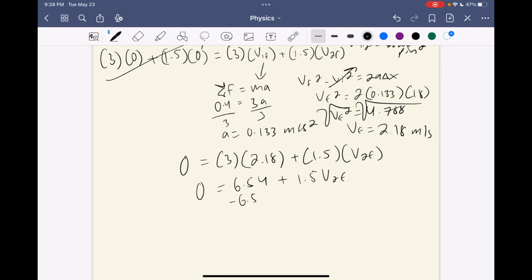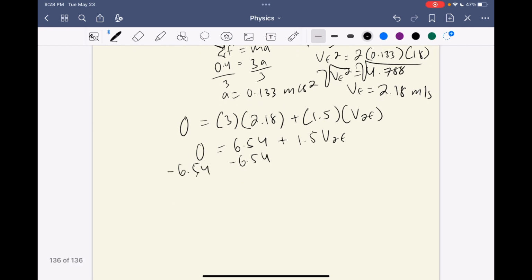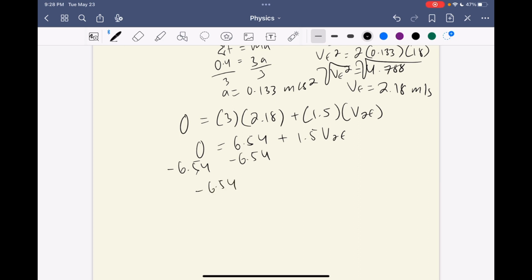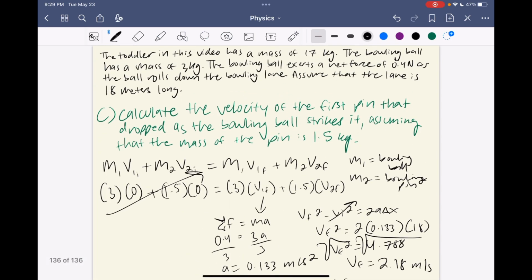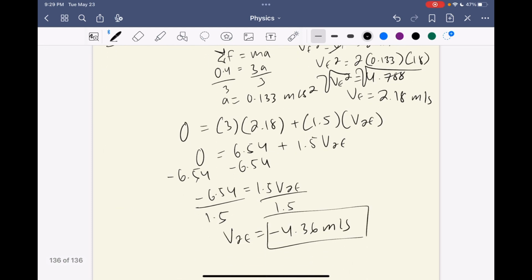And then we can subtract both sides by 6.54, sorry, not negative. And then 1.5 V2F, and we want to isolate for the final velocity of the bowling pin, so we divide both sides by 1.5, and we get a velocity of negative 4.36 meters per second. So that is the velocity of the first pin that drops as the bowling ball strikes it.